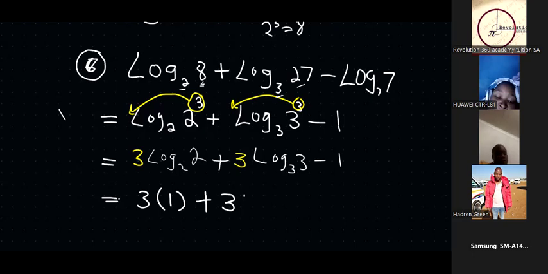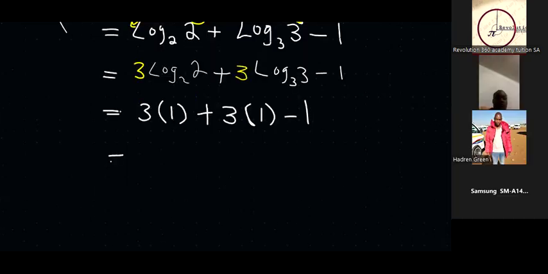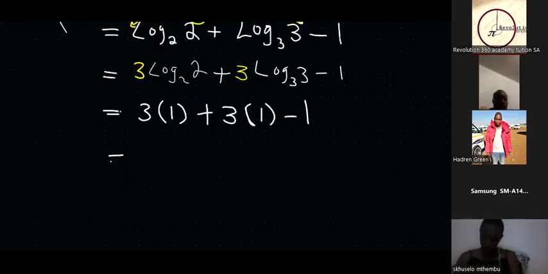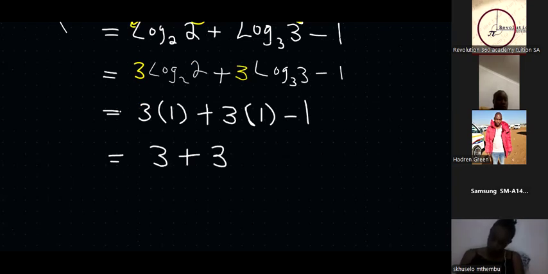Okay, then from here, guys, you just say 3 times 1. That should be 3. Then plus, you say 3 times 1. That should be 3. Then that is minus 1. So 3 plus 3, that is going to be 6. 6 minus 1, what is the answer? 5. So the final answer is 5. So you must get 5 there.